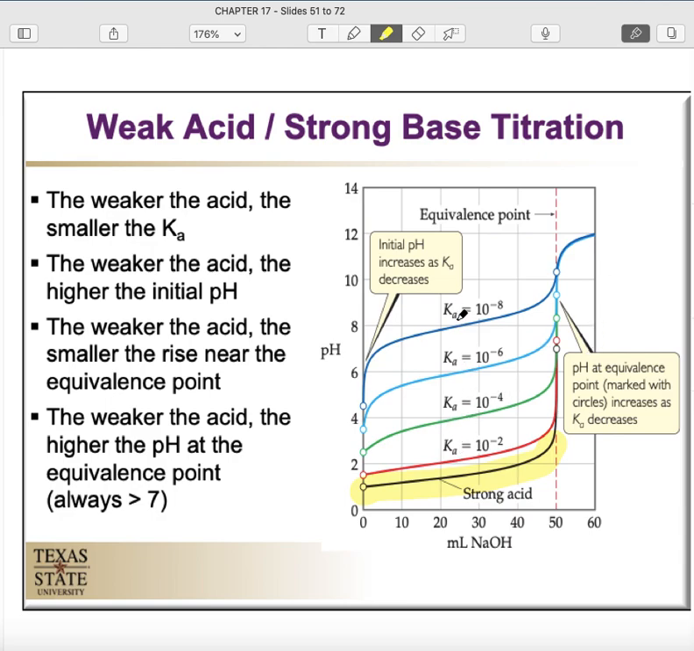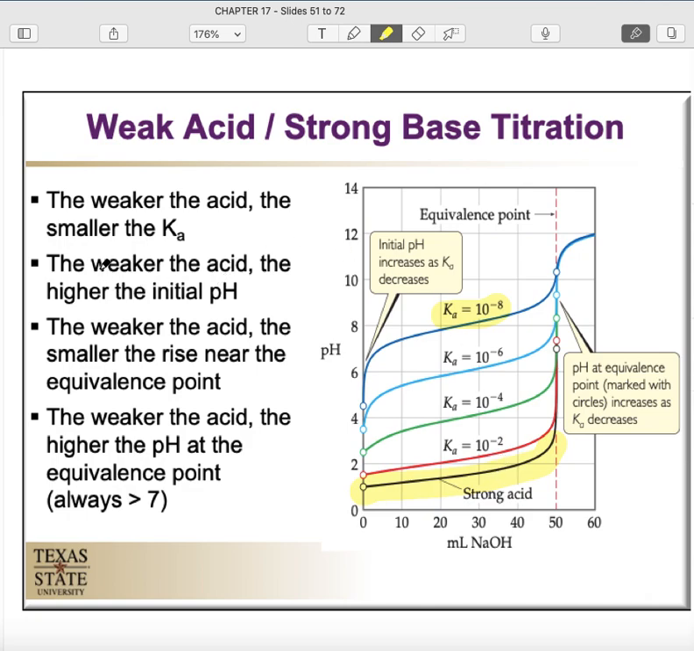And then all of the other curves correspond to weak acids that have different Ka. Just to remind you, the weaker the acid, the smaller the Ka. So for example, this acid that has a Ka of 10 to the minus 8 is actually the weakest out of all of this. The one that has the Ka of 10 to the minus 2 is going to be stronger than all of this, but is going to be weaker than the strong acid itself.